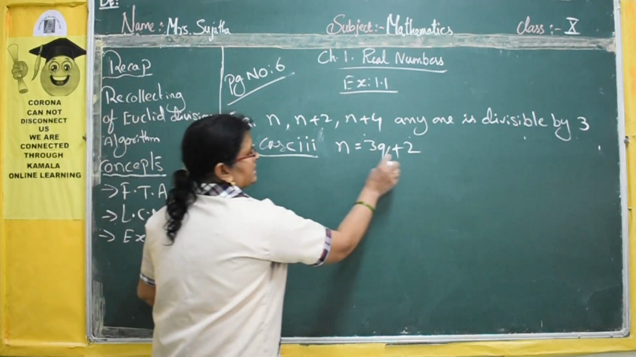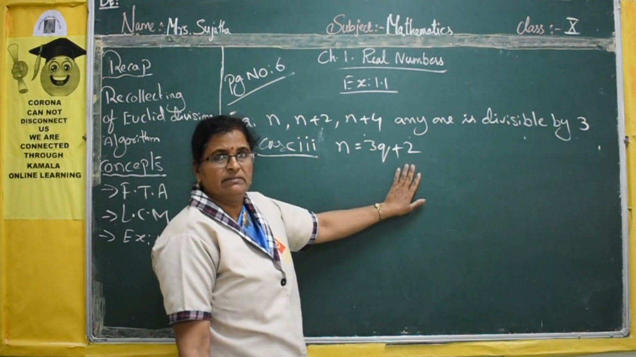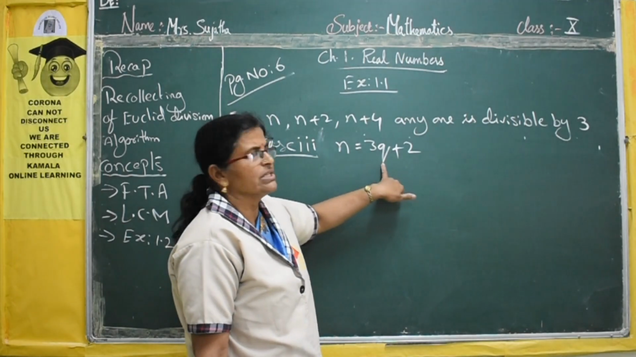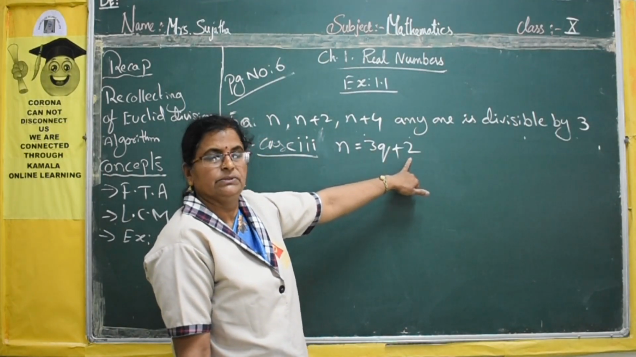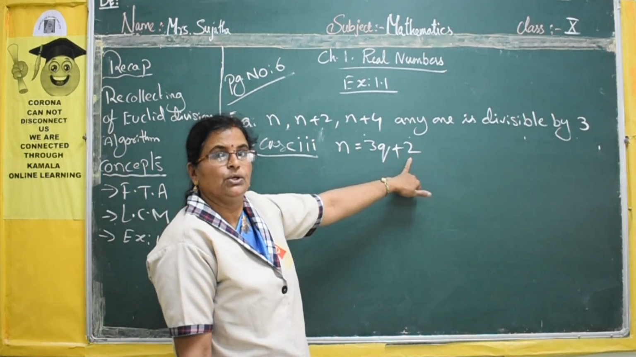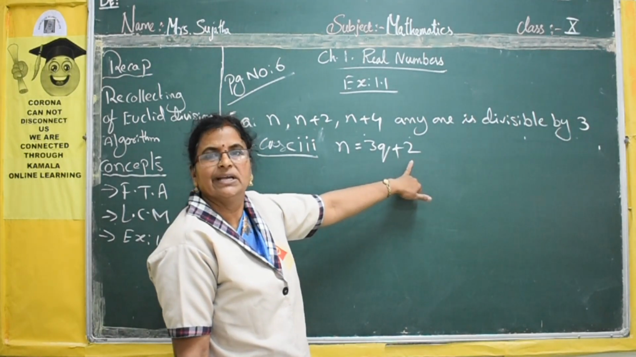Now n is equal to 3q plus 2. Now will this be divisible by 3 or not? Apply q is equal to 1. 3 ones are 3, plus 2 is 5. 5 minus 3, you are getting 2 as the remainder.